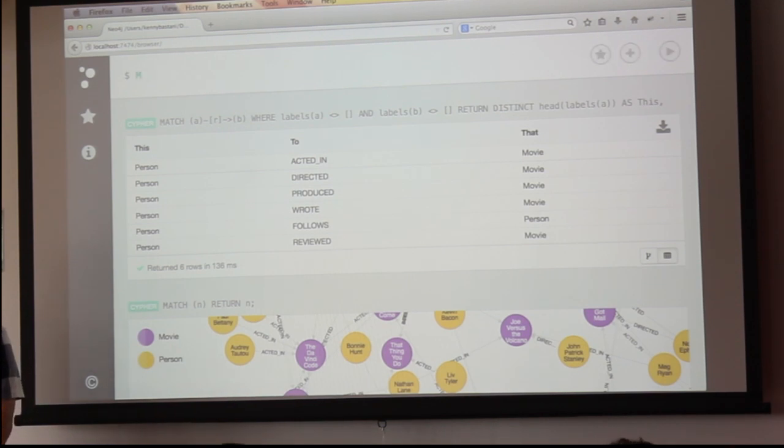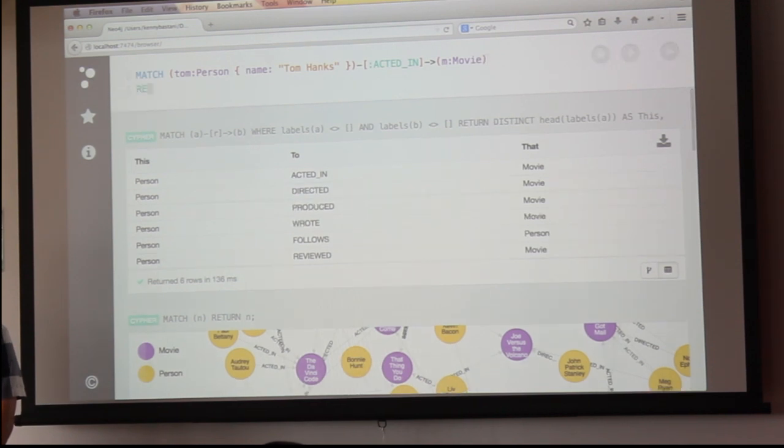Now let's try some of the queries that we went over earlier. So if I wanted to find all the movies that Tom Hanks acted in, I can use the concise syntax. So we're matching the person named Tom Hanks with the relationship type ACTED_IN, directed to m, with the movie label.